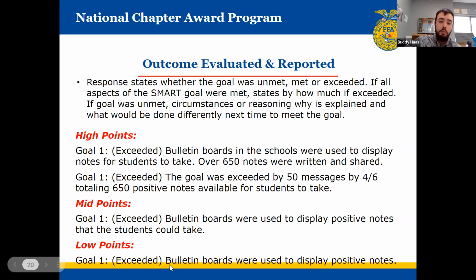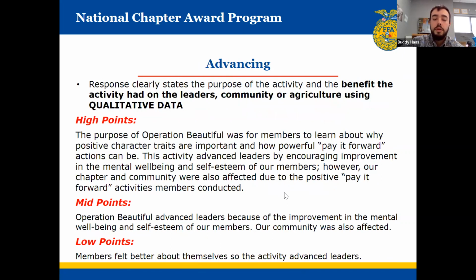An example for the low point end, we said we exceeded it, but bulletin boards were used to display positive notes. So that actually doesn't tell us how we exceeded our original goal of having 600 positive notes there. Okay, I don't really have any examples here for you for the outcome part of it because each of them is going to be individualized there as well.